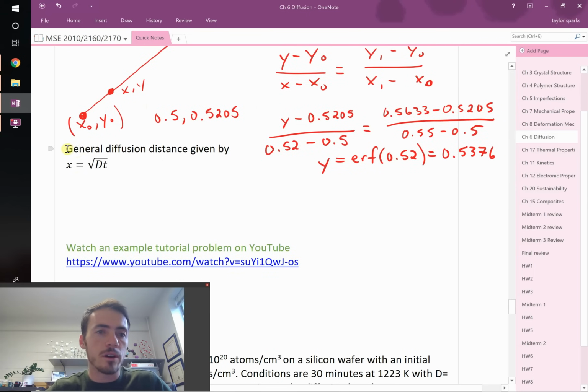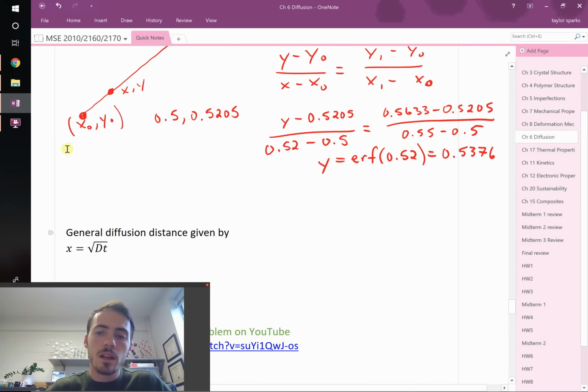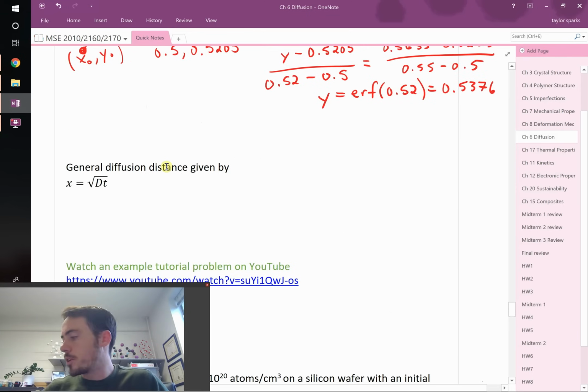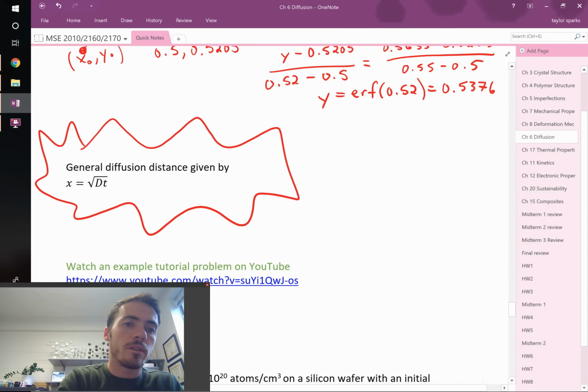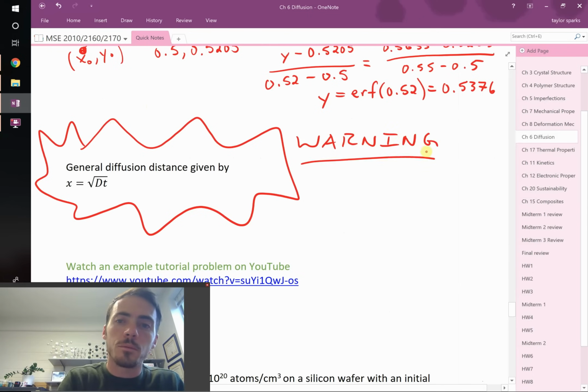Oh, sorry. That's of the diffusion distance. Let's talk about diffusion distance for a minute. I'm going to put a great big warning sign around this because people use it incorrectly. So I'm a little bit careful when I teach it. The diffusion distance is just a general diffusion distance. It's like an average. It's a ballpark.